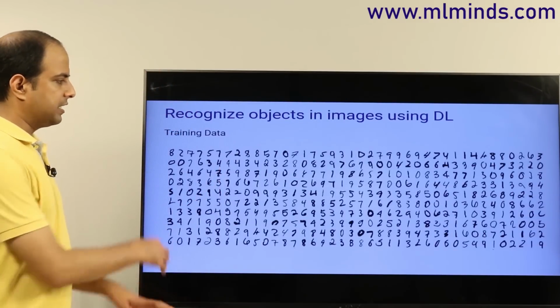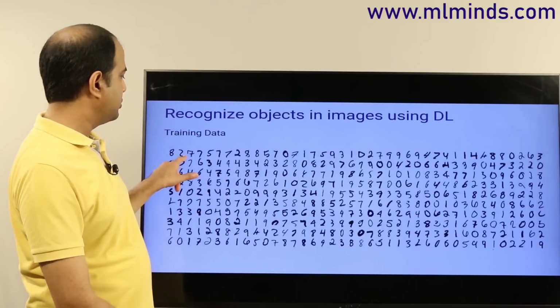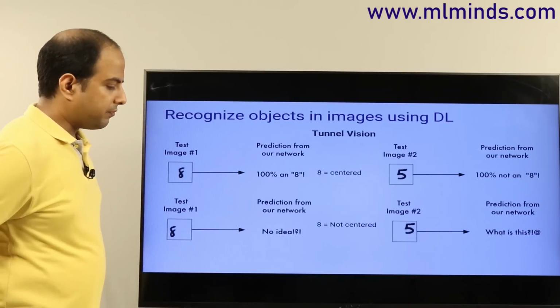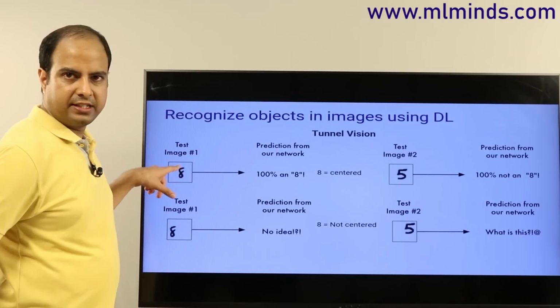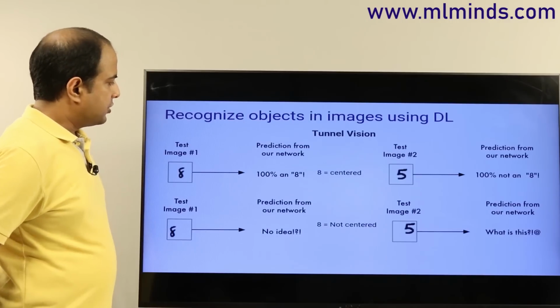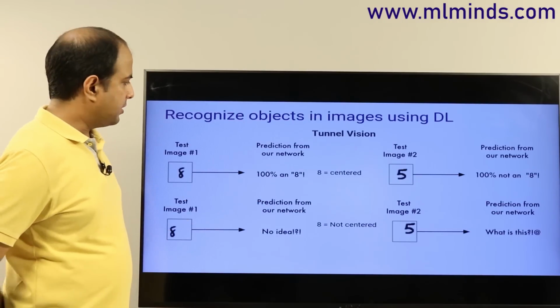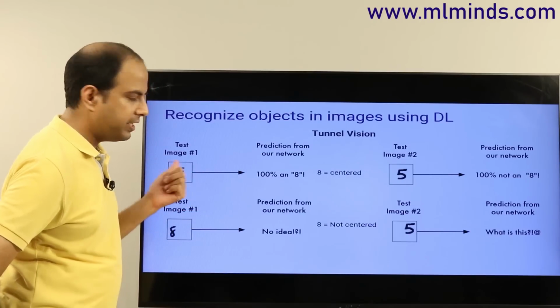Okay, and your training data looks like this. Your training data basically contains a bunch of numbers with their actual labels also, that hey, this is 8, this is 2, this is 7, 7, 5, 7, and so on. Now the idea is, let's take this image. Let's say this is the test image of this kind. So the prediction from our network basically says 100% it's an 8, because this is basically an 8-centered image. I mean, in the center you do have 8 right here.